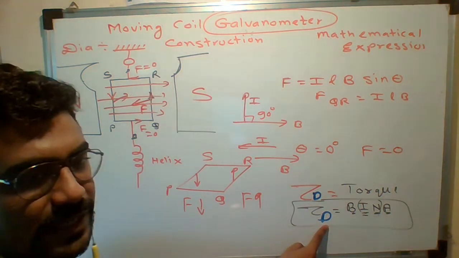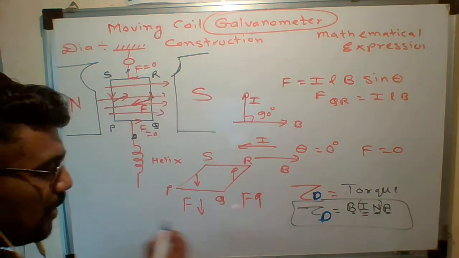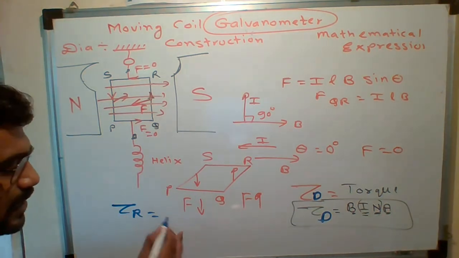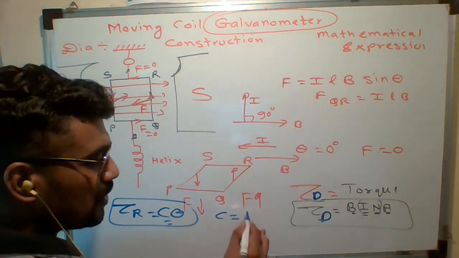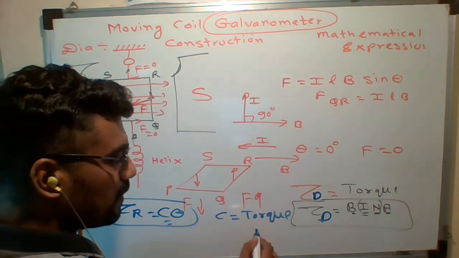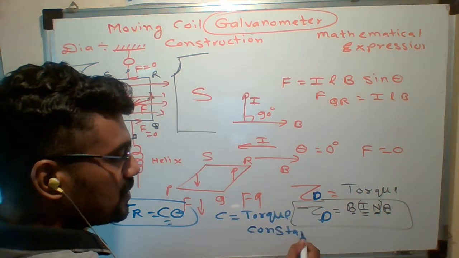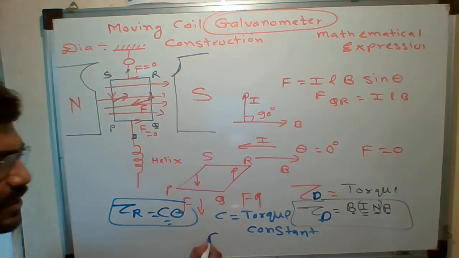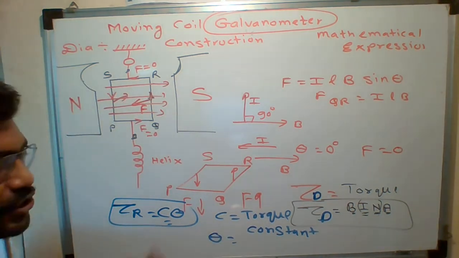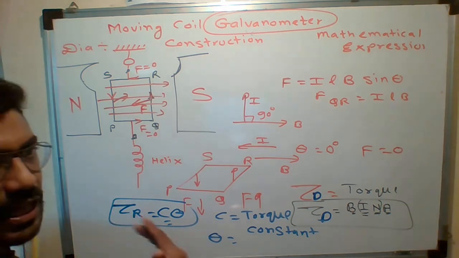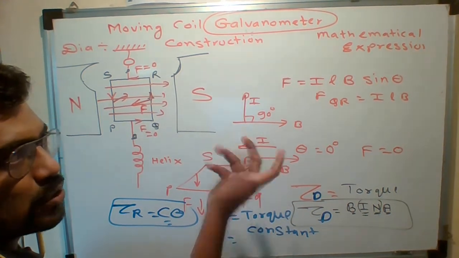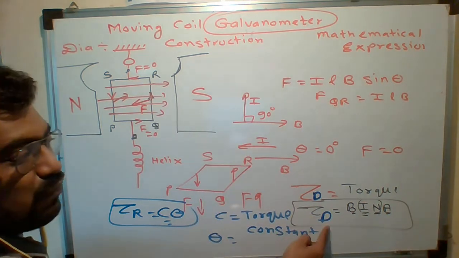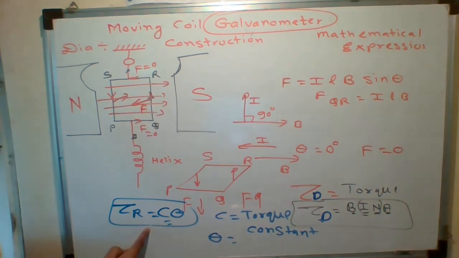This is called deflecting torque. Then an equal and opposite restoring torque will be generated, and that is equal to C into theta. What does C stand for? C stands for torque constant. And what is theta? Theta means deflection. The greater the deflection, the greater the torque generated. As I told you, the greater the deflection, the greater the torque. It means deflecting torque is always equal to restoring torque.